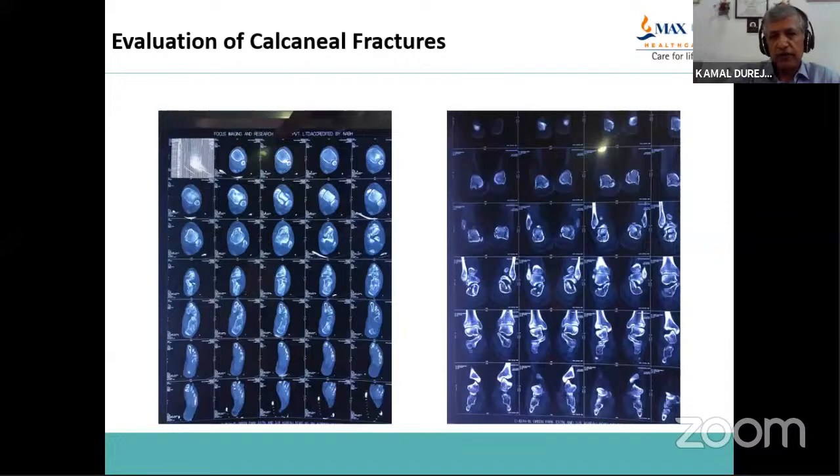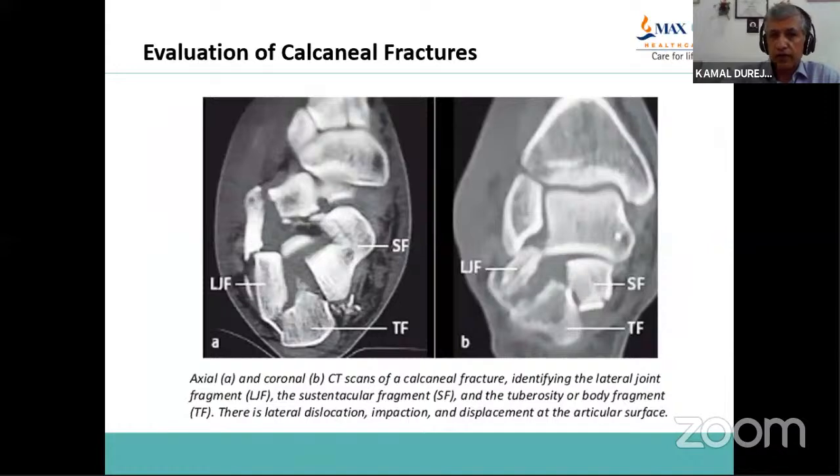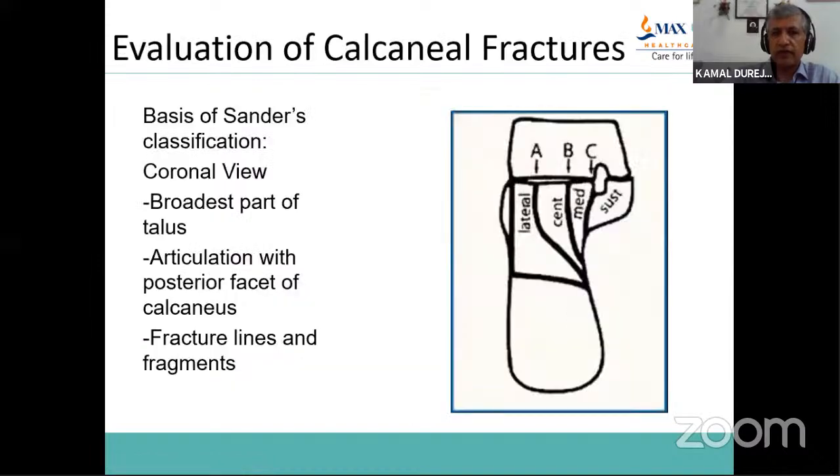The evaluation of intra-articular fracture of the calcaneus now is incomplete without the help of a CT scan. So when we get the CT scan done, you get so many films. So what do you have to see in these? Well, what you have to see is the pattern of the injury, knowing your sustentacular fragment, knowing your tuberosity fragment. And this kind of analysis is helpful in planning the treatment and in classifying your injuries.